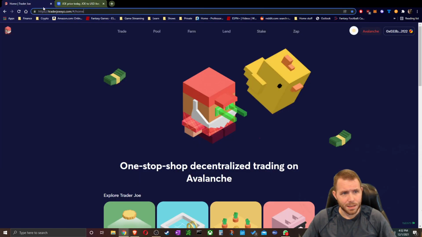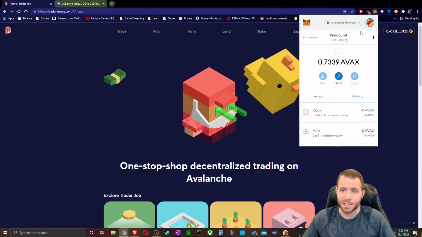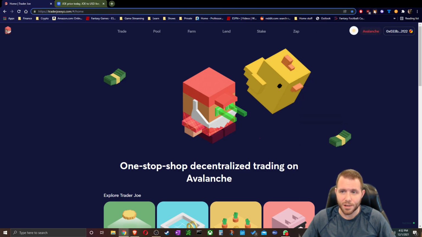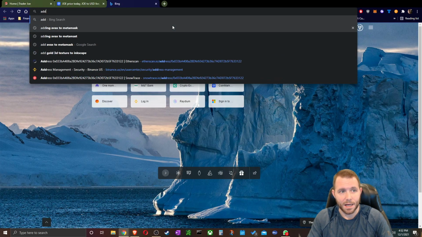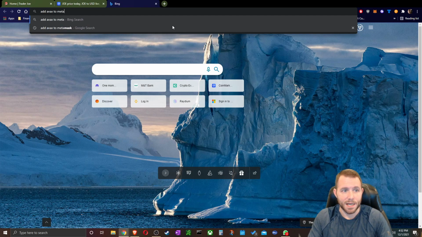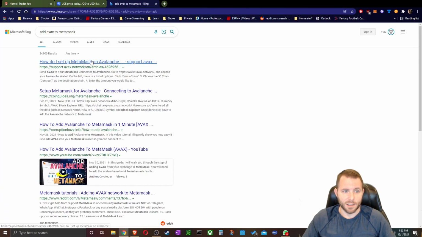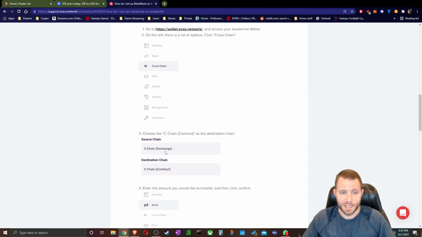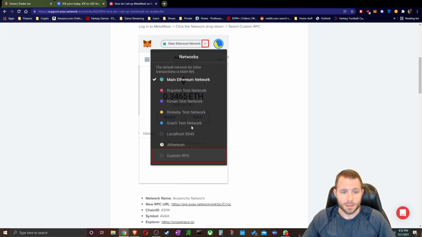All right, let's take a look at TraderJoe. First things first, this does assume you have MetaMask or some sort of wallet set up. I use MetaMask, and it also has the Avalanche network added to the network list here. If you don't know how to do that, you can easily search for how to add AVAX to MetaMask. You can click on the first one from the actual Avalanche website, and it'll walk you through step by step how to add the network.